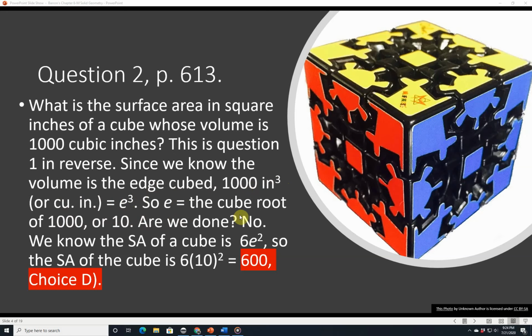So are we done? Well, no, because we still have to figure out the surface area of the cube. So the surface area of the cube is 6e squared. So the surface area of the cube is 6 times 10 squared, which is 600, choice D.